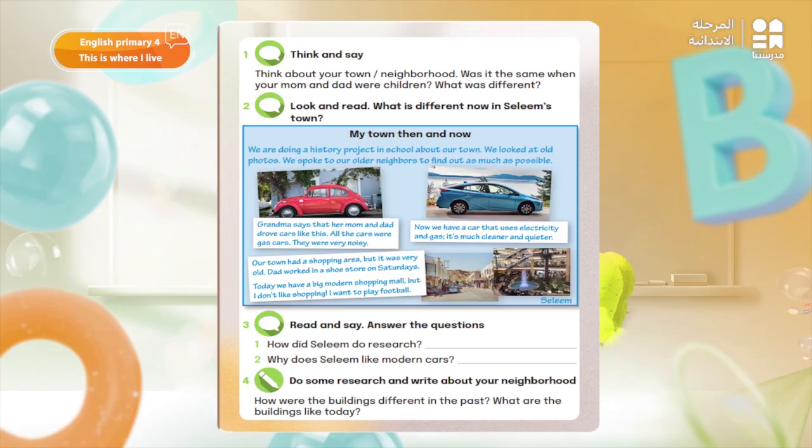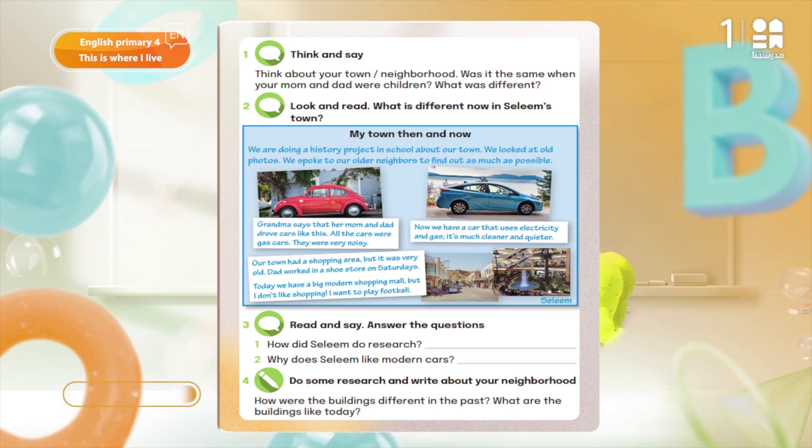Very good. Of course, it changed. So we will open together page 20. And in exercise 1, you will think about your town or neighborhood.